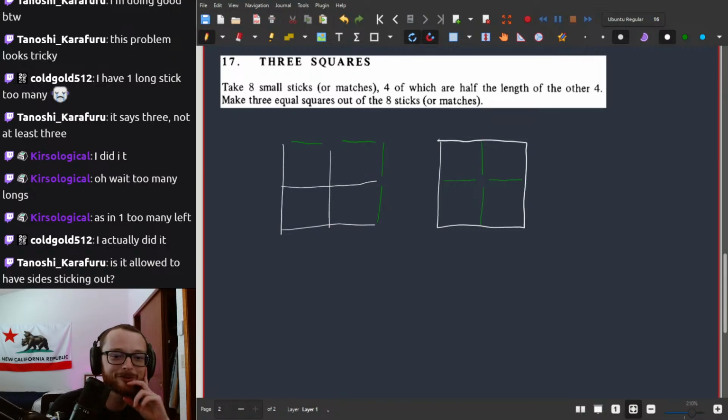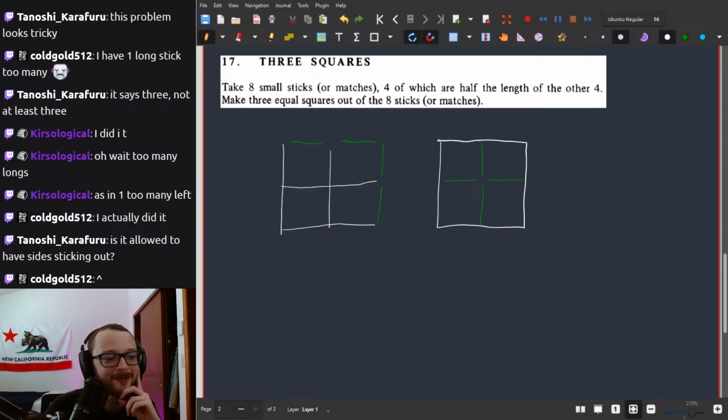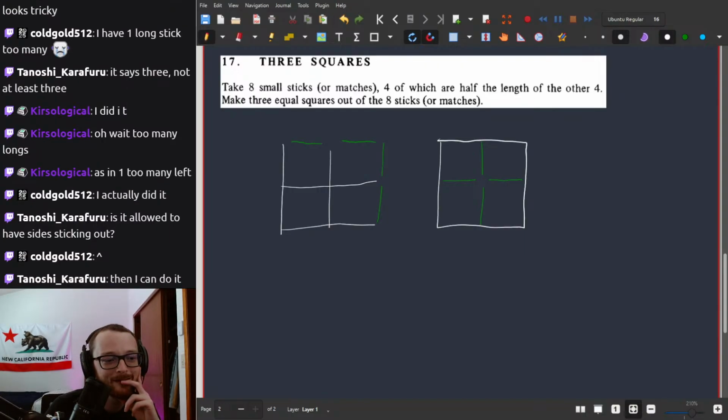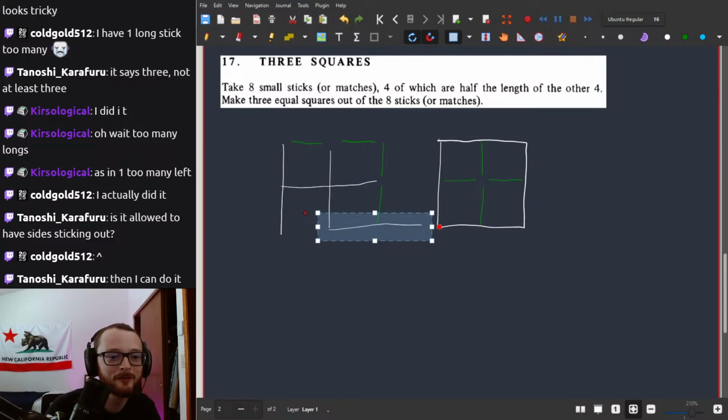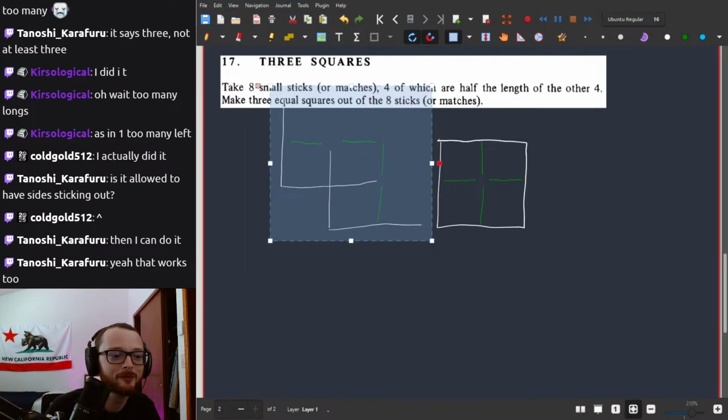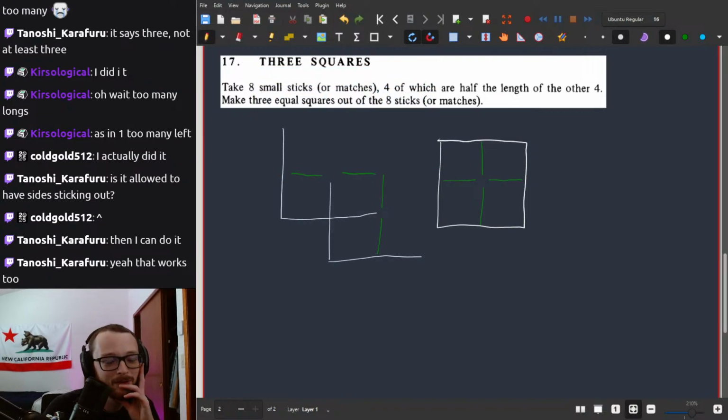Maybe Tenoshi. I don't see why not. Oh, Cold Gold also has that? Then you can do it. Is it like this, but you shift it over? I guess that's 3 equal squares. Huh.